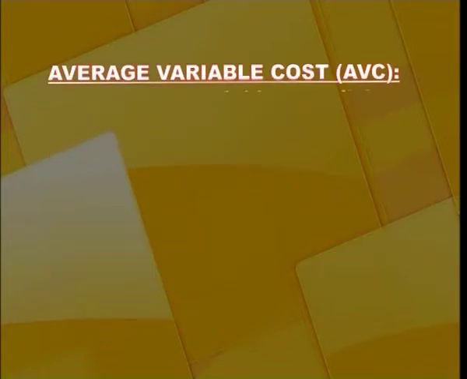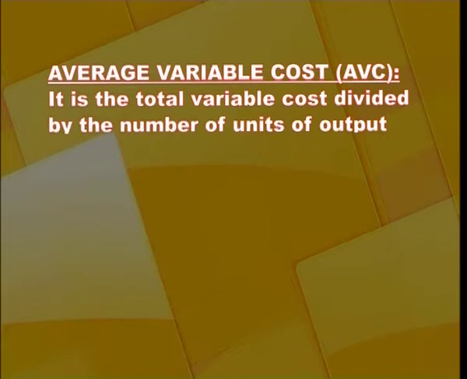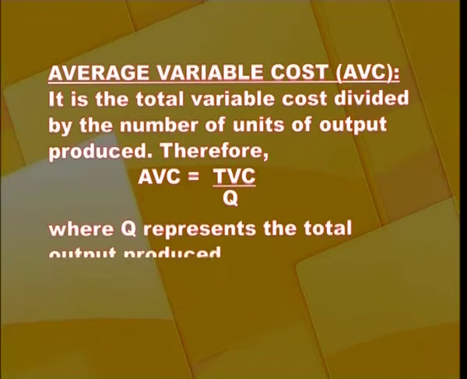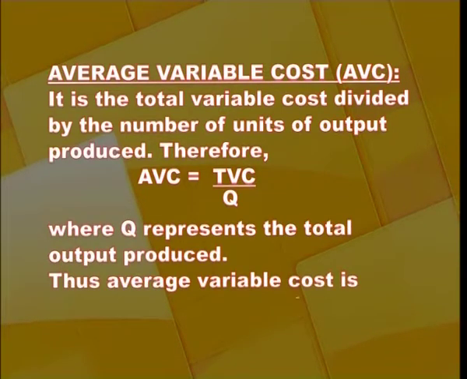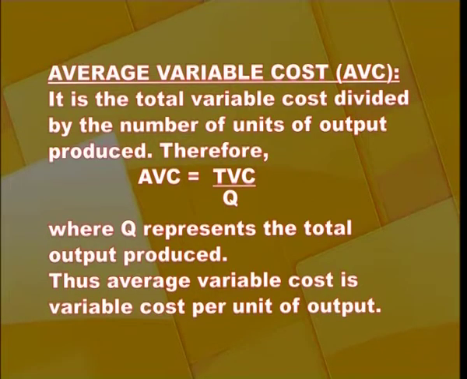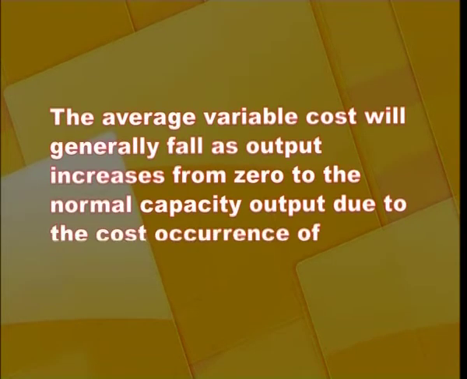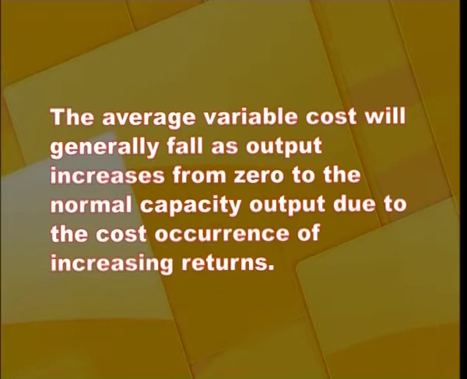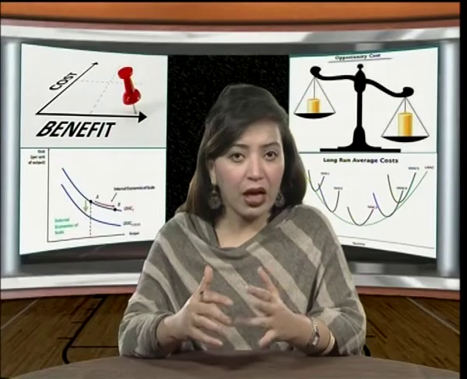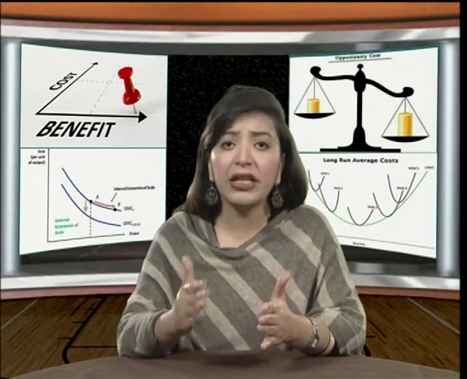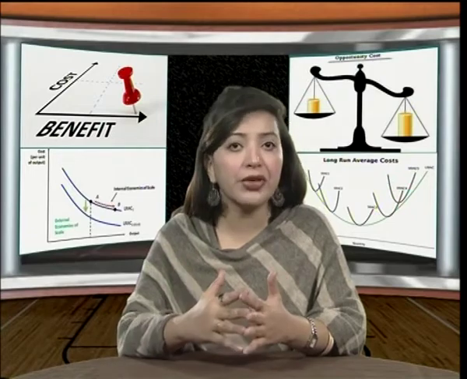The average variable cost AVC is the total variable cost divided by the number of units of output produced. Therefore, AVC is equal to TVC divided by Q, where Q represents the total output produced. This average variable cost is variable cost per unit of output. The average variable cost will generally fall as output increases from 0 to the normal capacity output due to the occurrence of increasing returns. But beyond the normal capacity, output average variable cost will rise steeply because of the operation of diminishing returns.